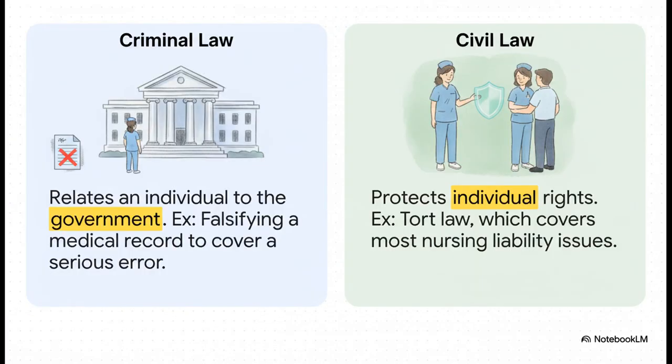Let's make this super clear. Criminal law is the big stuff. It's when you've done something that's considered a crime against society, and the government itself comes after you. A really serious example would be intentionally falsifying a medical record to hide a major error. Civil law, on the other hand, is usually between people or organizations. It's about protecting individual rights. And this is where most nursing legal issues live, under something called tort law.